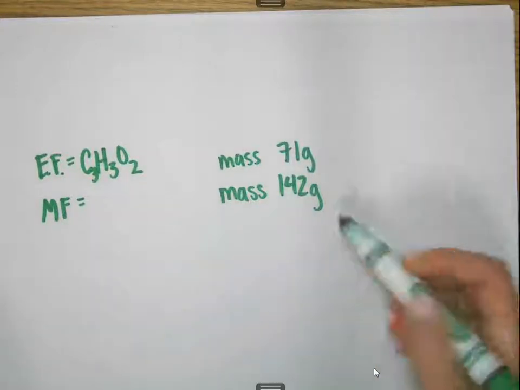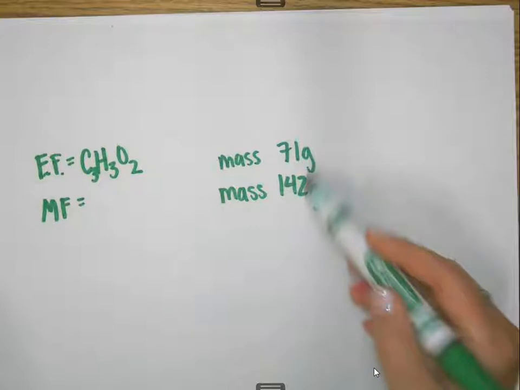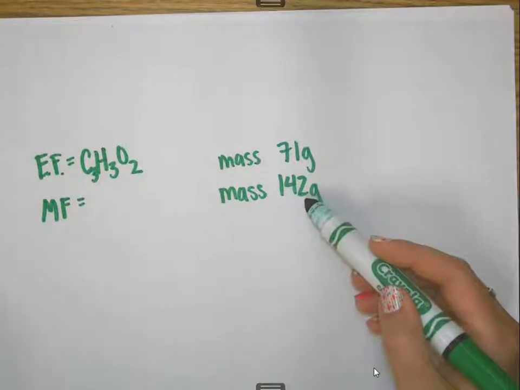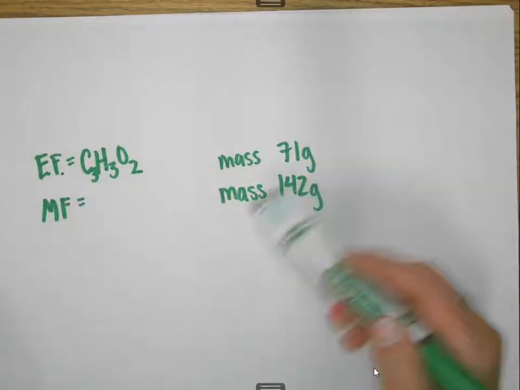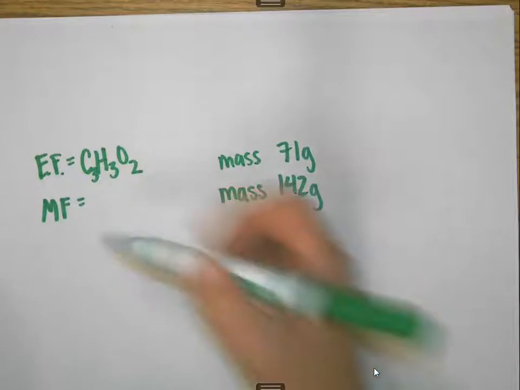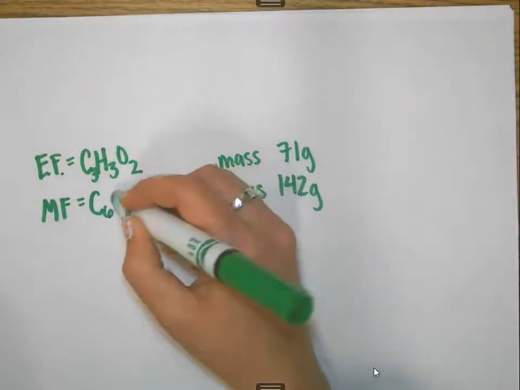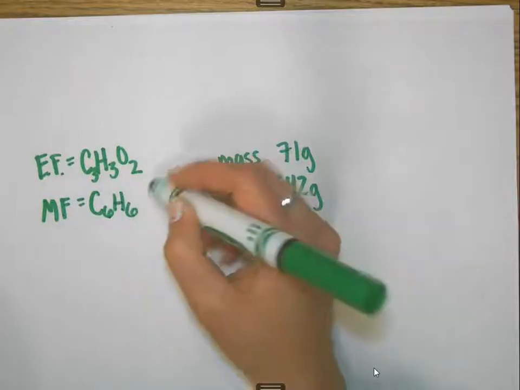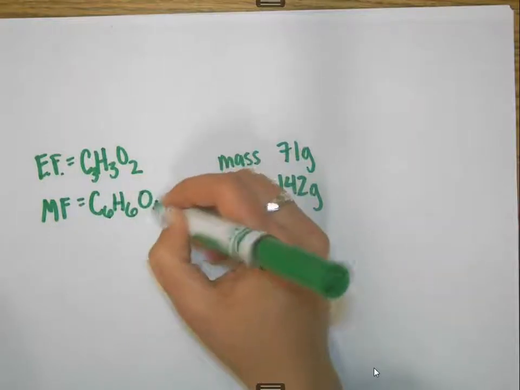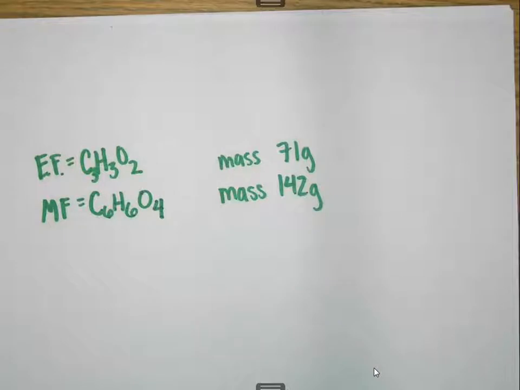If it has a mass of 71 grams, 142 is double that. So what that means I need to do is double everything in my formula. So I need to make the C3 become C6, I need to make the H3 become H6, and I need to make the O2 become O4. So there's some things that I can do with percent composition and with empirical and molecular formulas.